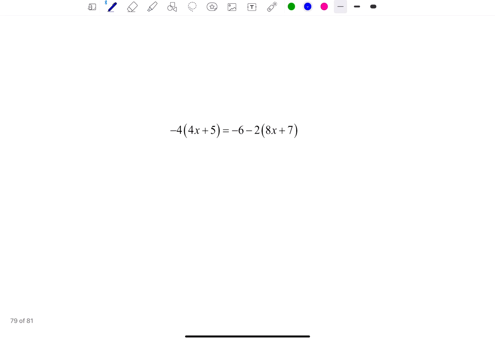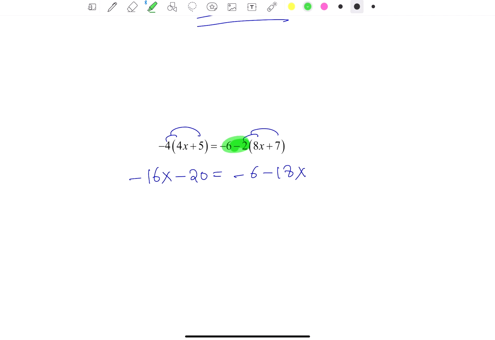Let's see another example. Let's go ahead and distribute negative 16x minus 20 equals negative 6 minus 18x. Do not make the mistake of negative 6 and negative 2 making it a negative 8, because negative 2 is multiplied with the parentheses, and we cannot add or subtract until multiplication has been taken care of per PEMDAS order of operations. So right hand side turns out to be negative 6 minus 16x minus 14. Let's go ahead and combine the like terms. Negative 6 and negative 14 is negative 20 minus 16x.